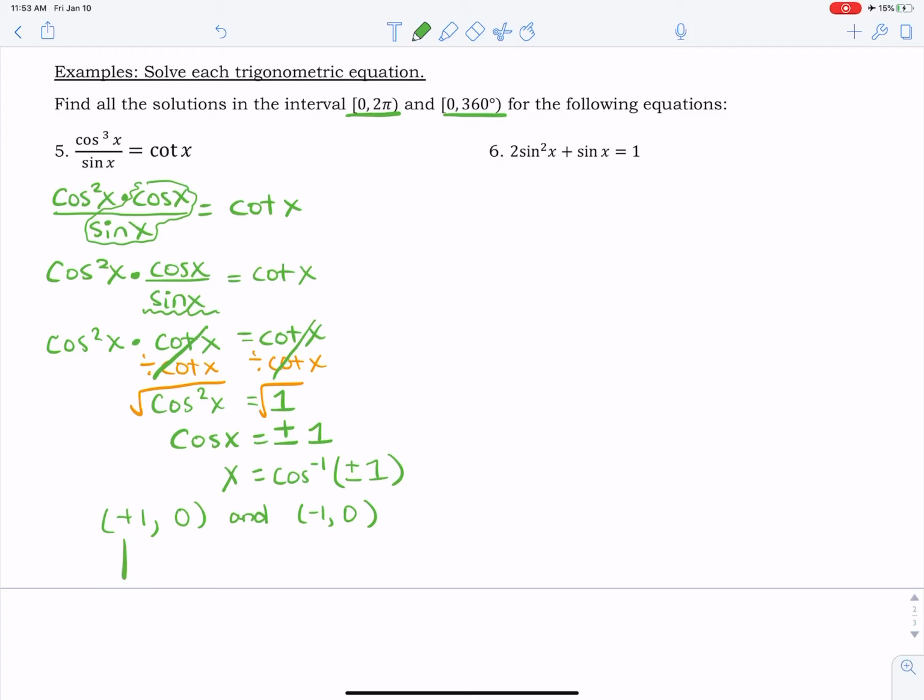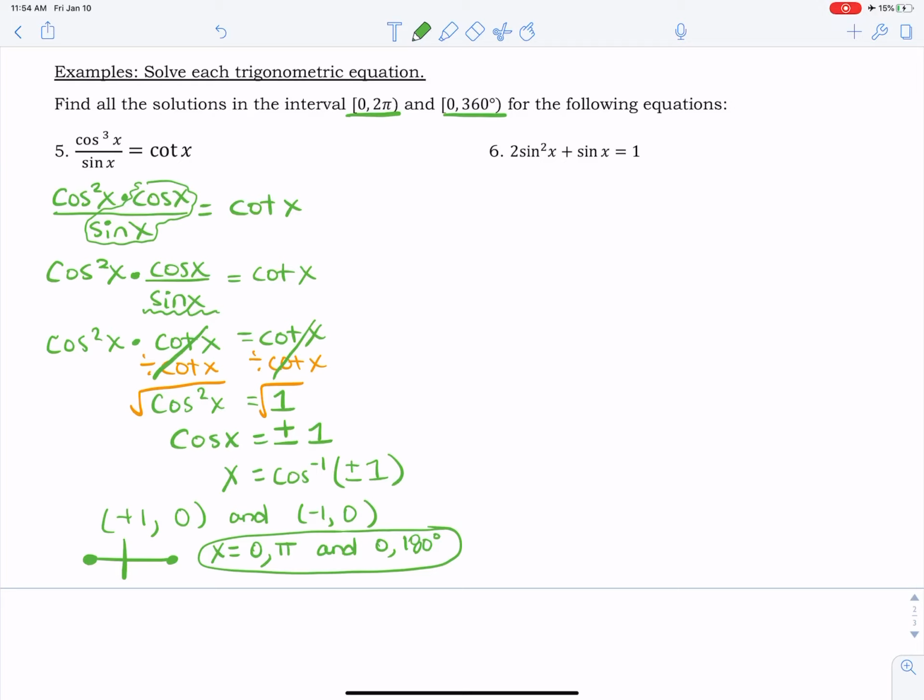And I'm going to do a little picture. Positive 1, 0 is right here. Negative 1, 0 is here. And so x equals, well, in radians, it's 0 and pi. And in degrees, that is 0 and 180. And that's the final answer.